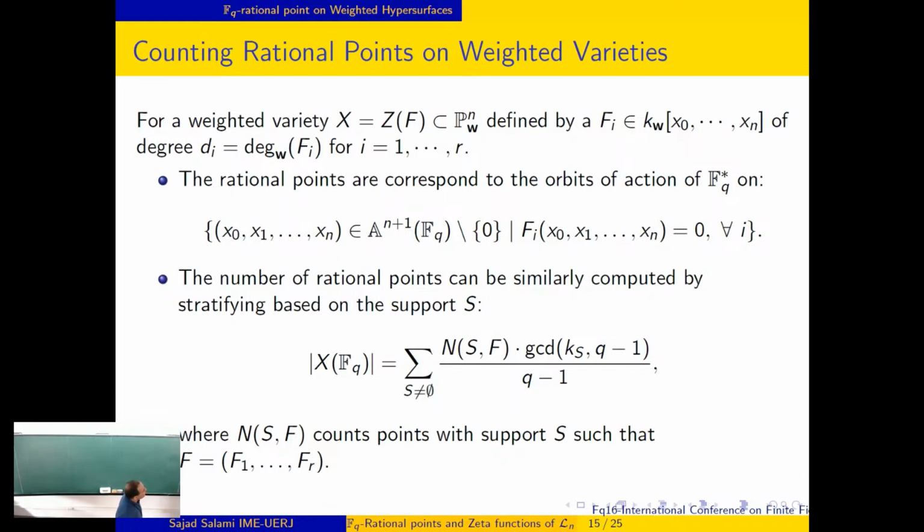So we can define this set: the rational points correspond to the orbits of the actions of this non-zero element on these sets. So we have these extra conditions here. In the same way, we can see that the number of the F_q rational points can be calculated by this formula for general weights, where this constant is the number of the points which support S, such that it satisfies all of these conditions.